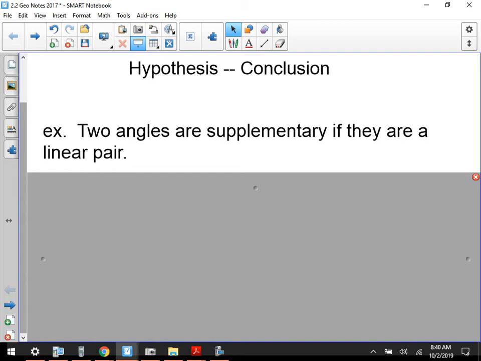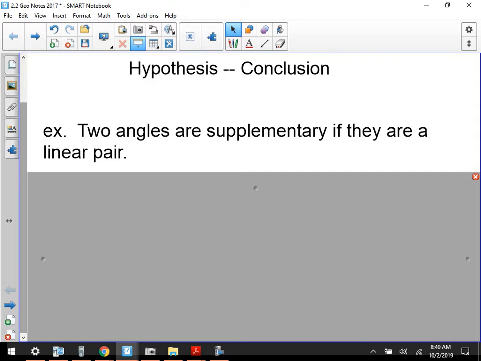For example, two angles are supplementary if they are a linear pair. Two angles are supplementary if they are a linear pair. What is the hypothesis and what is the conclusion? That's the kind of stuff that we're going to try to look at.